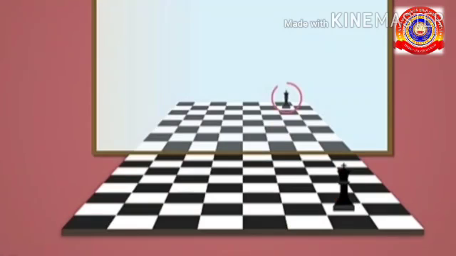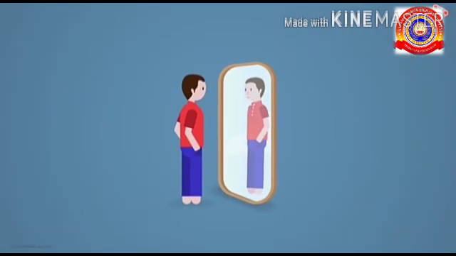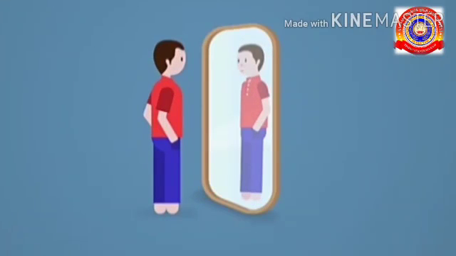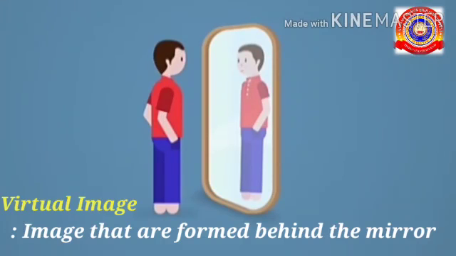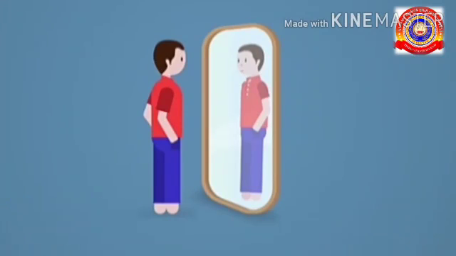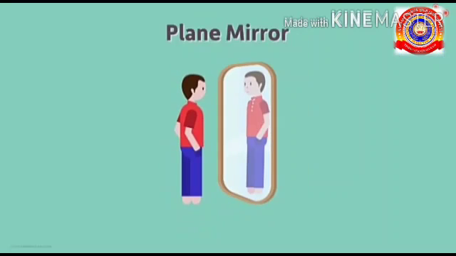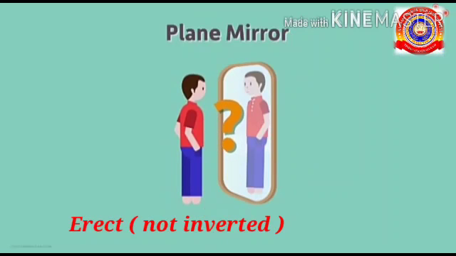So the next property is the distance from the object to the mirror is equal to the distance from the image to the mirror. Also, the image formed on a plane mirror is virtual. A virtual image is an image that is formed behind the mirror. In a plane mirror, we can see our image behind its surface. So we say a virtual image is formed on a plane mirror. And next one, the image formed on a plane mirror is erect. That is, if you look at your image on a mirror, it is not inverted.